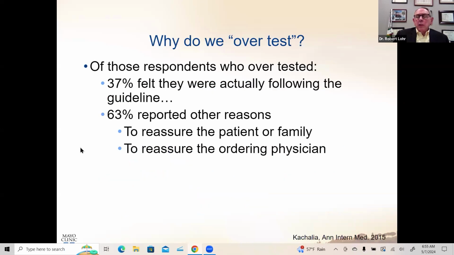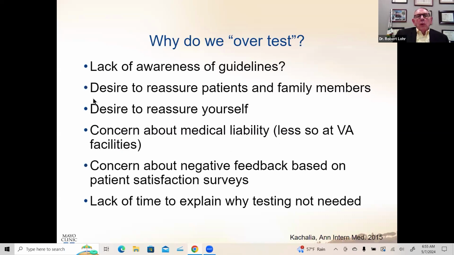So they asked the hospitalists, why did you overtest? Over a third said they were following the guidelines, which is a teachable moment, and we'll go through this today a little bit. And almost 2/3 said they just wanted to reassure the patient and the family and reassure themselves. But I would argue that doing tests that aren't needed isn't going to reassure really anyone. So there may be a lack of awareness of the guidelines or a misunderstanding of them.